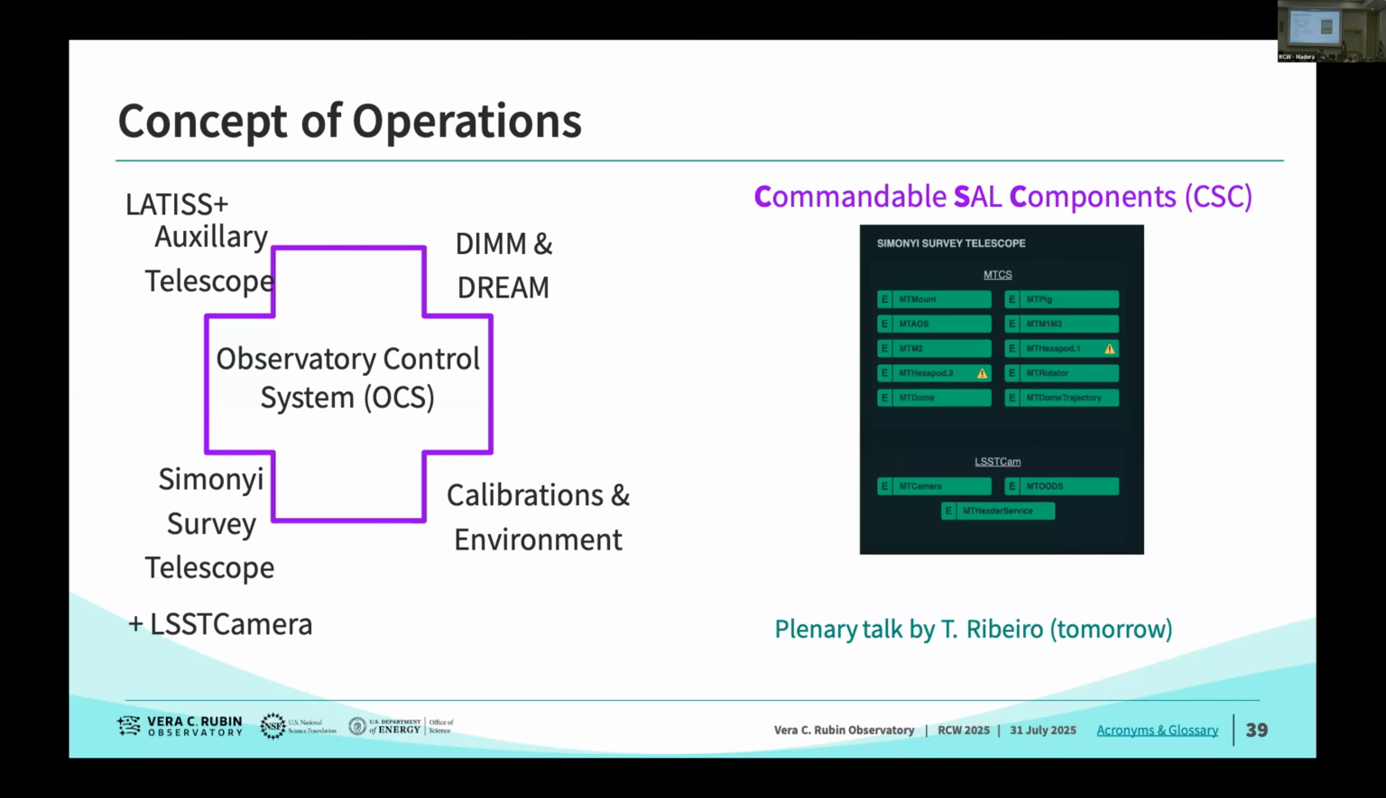We do this through what we call the commandable SAL components, which are the lowest level controllable units through which a software can directly talk to the hardware. So they manage the telemetry data of each of the systems, as well as they can perform actions that we command them to do. For more details, Tiago is going to discuss this tomorrow in his plenary talk.